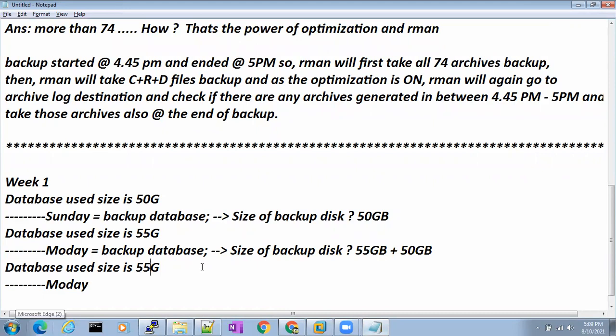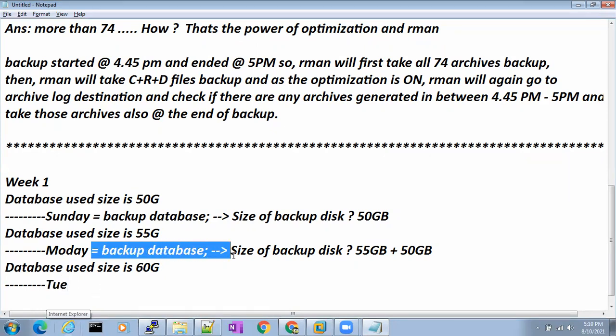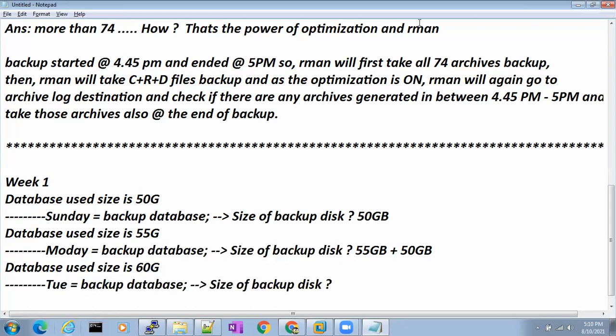Okay. Now, Tuesday, database size is 60 GB. This is on Tuesday. I have given this command. What will be the size of the disk? Wait, I'll ask. Who raised the hand? Suresh. What will be the size of the disk? 55 GB plus 50 GB plus 60 GB. Yes. 55 GB plus 50 GB plus 60 GB.